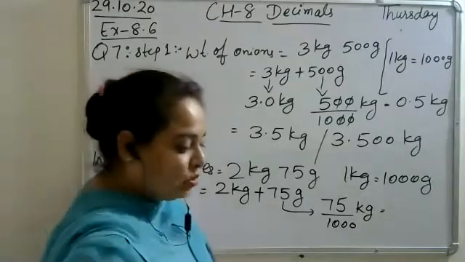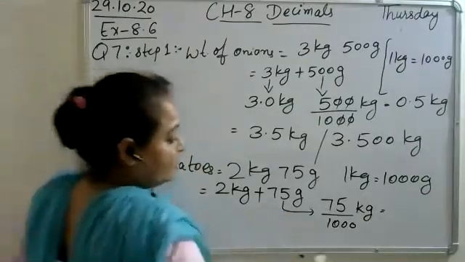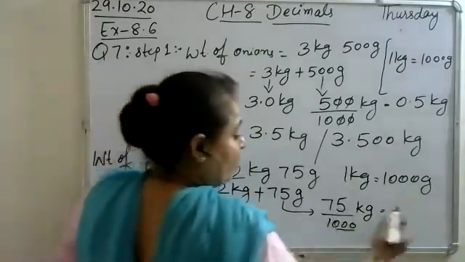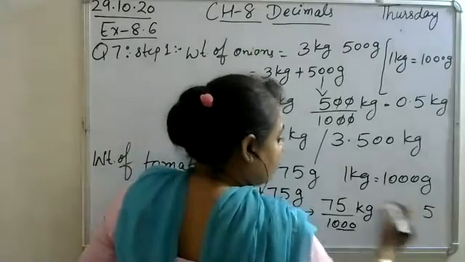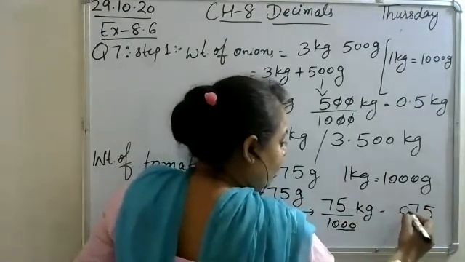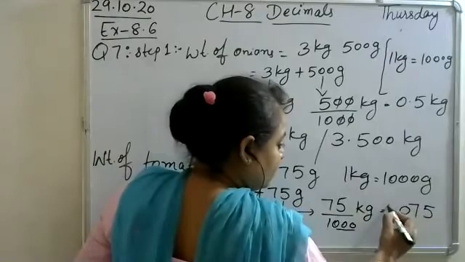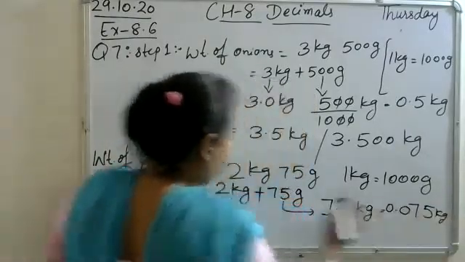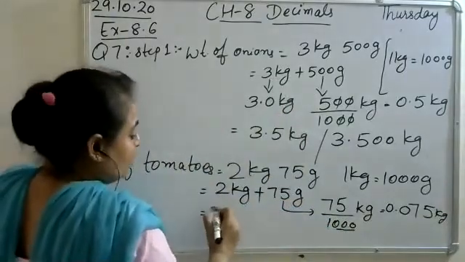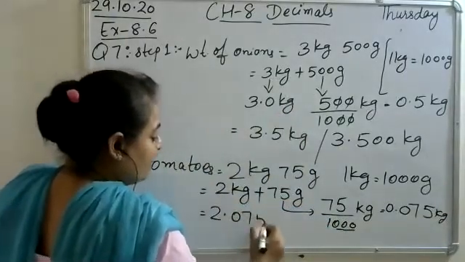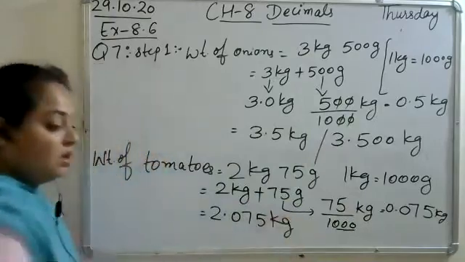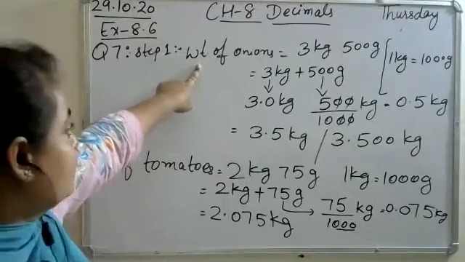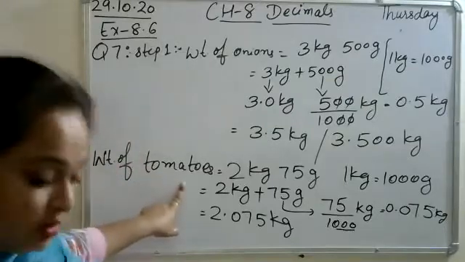Now, how can you write this in decimal? 3 zeros means first of all write 5, then write 7, then write 0, and after 0 you will put here decimal. So this is 0.075 kilogram. After addition you will get 2.075 kilogram. So in the first step, first of all, you will find the weight of onions, then weight of tomatoes.